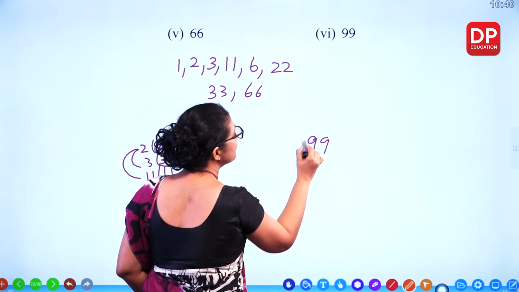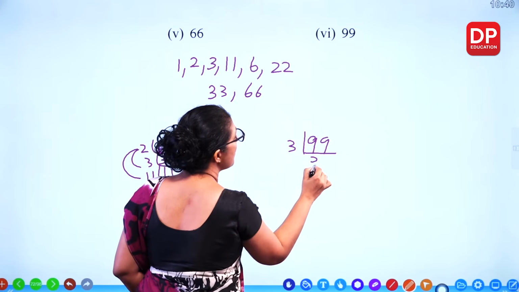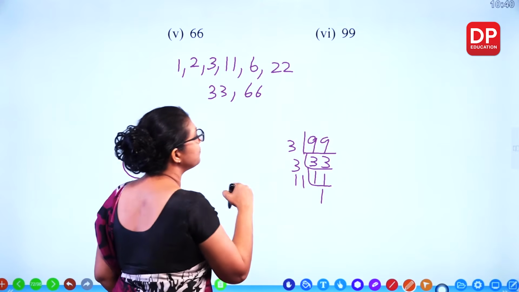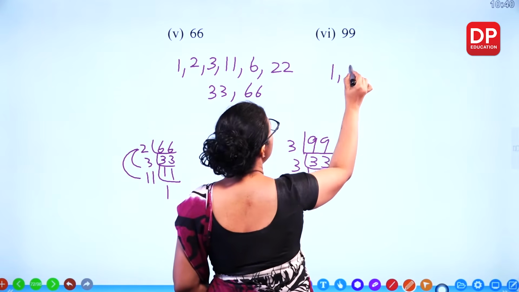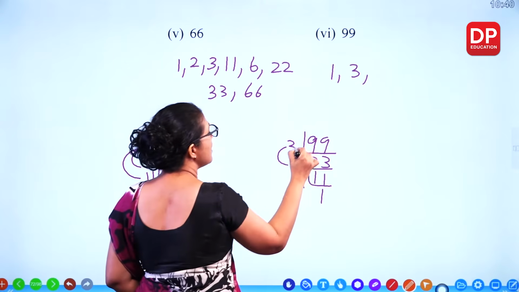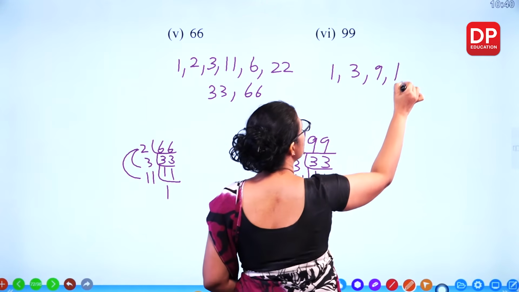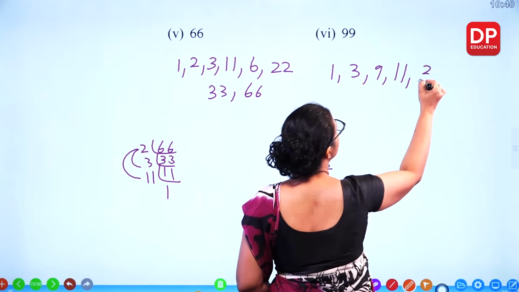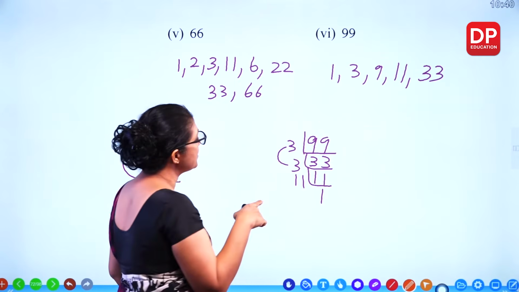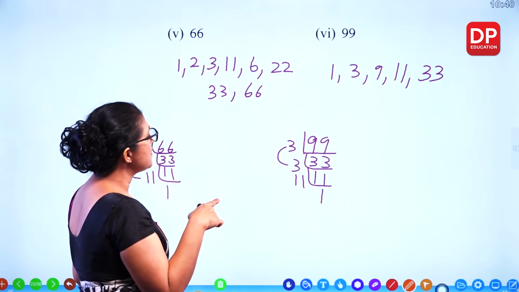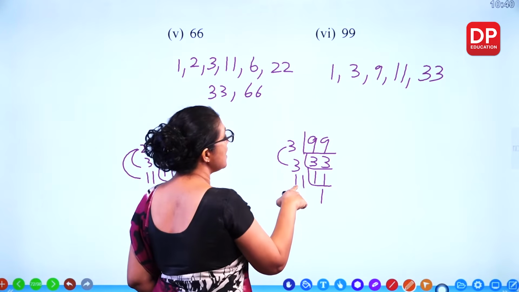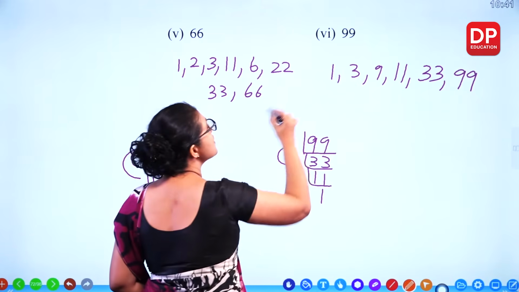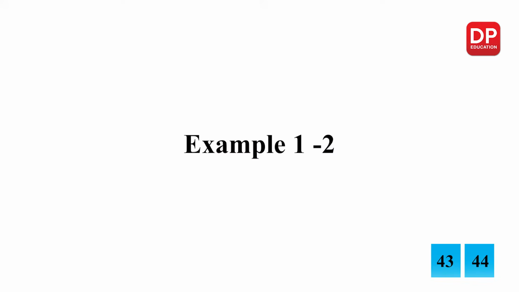99, divide by 3, 3 and 11. So 1, 3. Then 9, 11. What else? 11 times 3, 33. And 9 times 11, 99. 6 factors are there.